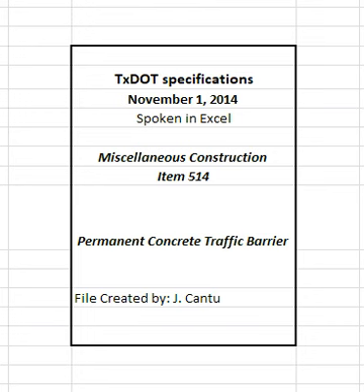Item 514. Permanent concrete traffic barrier. 1. Description. Construct permanent concrete traffic barrier. 2. Materials. Furnish new barrier using materials that meet the pertinent requirements of the following items.